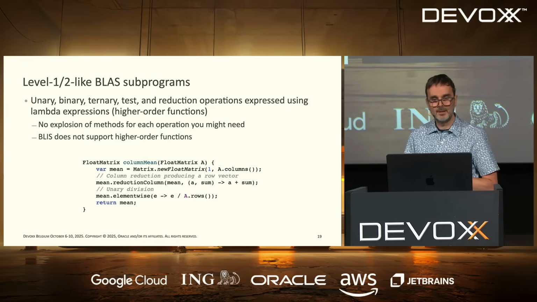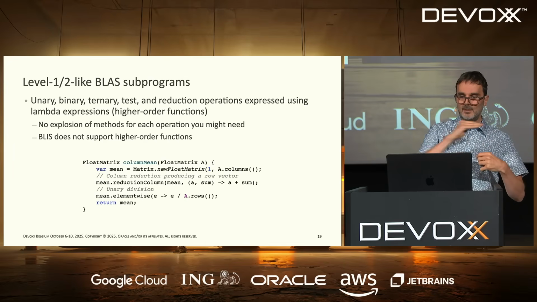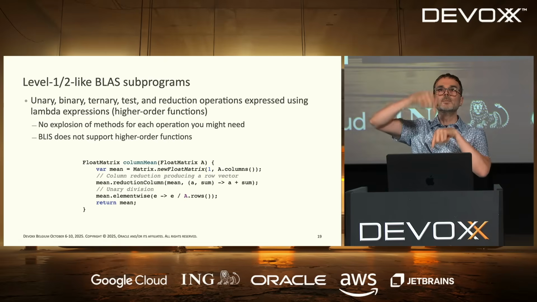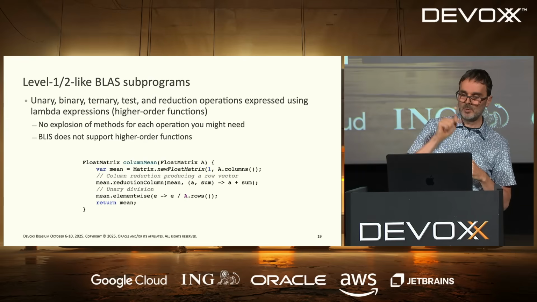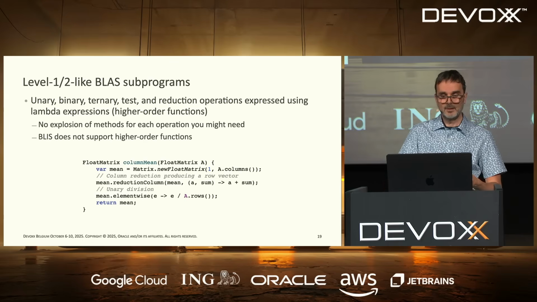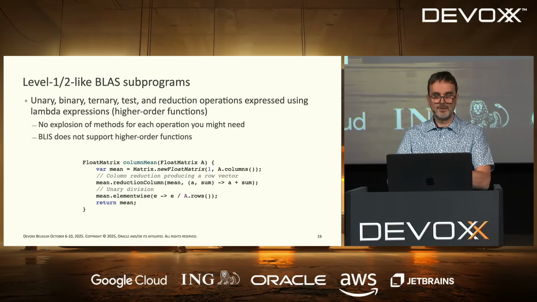So here's an example of what I mean, which is column mean. It takes a float matrix in, and we allocate a vector for the mean. What I want to do is calculate the mean of the columns of the matrix. So we create a vector of mean, which has dimensions of 1 by A's columns. Then we call a method called reduction column, and I pass in a lambda expression that just sums things up. I can express that reduction column sum as a lambda expression, like so. And then I can do a unary division operation that produces the actual mean afterwards, in place, and then I can return it like that.